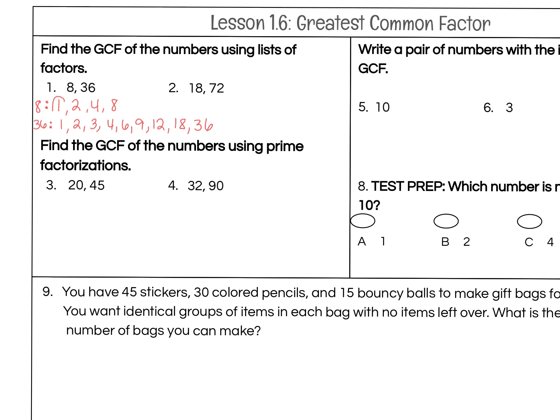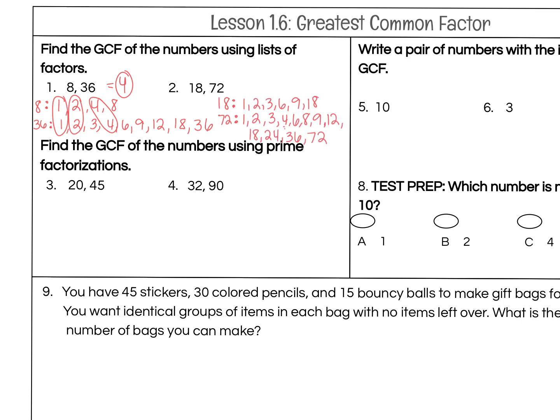Once I have them listed for number 1, I can circle all of the ones that I have in common. And what's my greatest common factor? 4. It's going to just be 4. Right. You can try number 2. You can check with your group mates on number 2 once you think you got it.